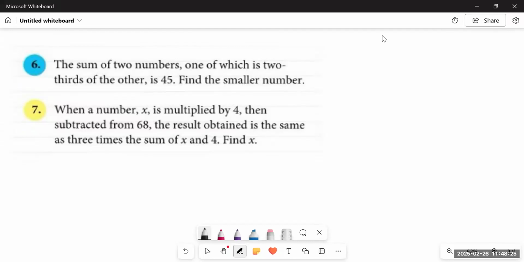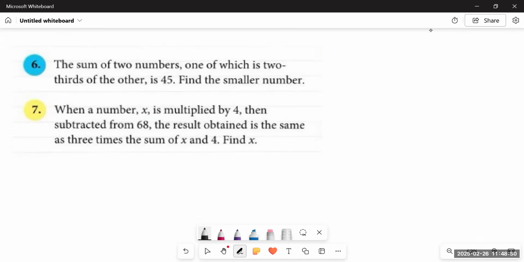In the earlier video, we discussed how to convert these statements into equations. And now we are going to figure out what we have to do in these types of questions. Question number 6 says the sum of two numbers. I told you earlier, when a term is used such as sum, difference or product, it expresses certain operations. Sum means to add, difference means to subtract, product means to multiply.